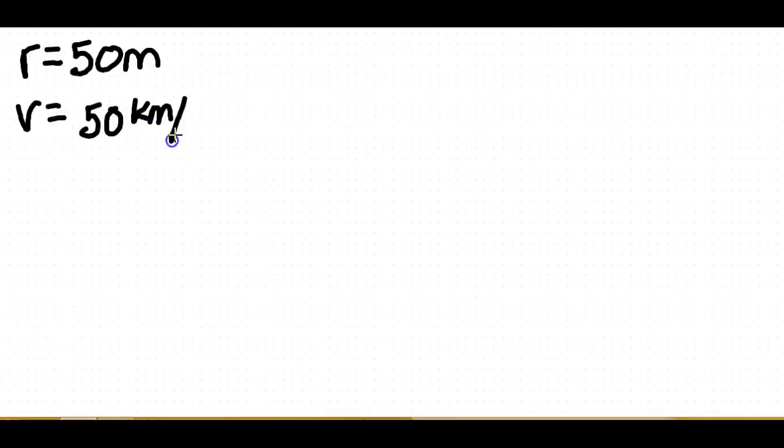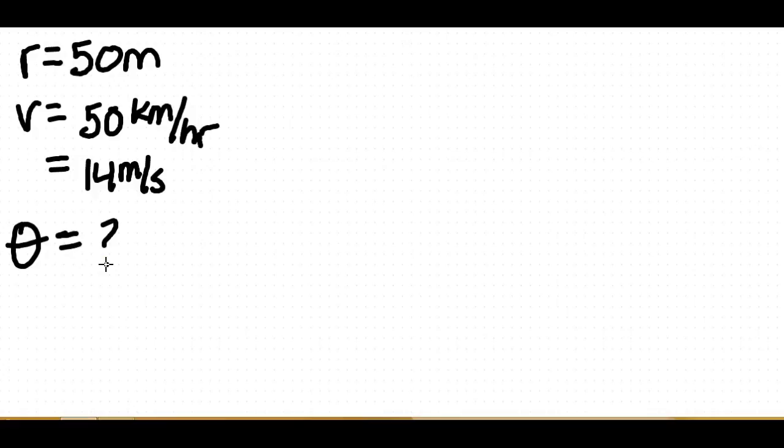So we want to figure out the angle needed for an expressway off-ramp curve so that it will keep cars on it without friction. The radius of this curve is 50 meters. The velocity we're working with is 50 kilometers per hour, which converts to 14 meters per second. And we want to figure out what angle the ramp needs to be banked so that the car will stay on it. No friction is needed.